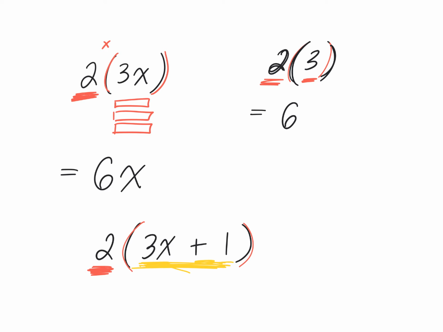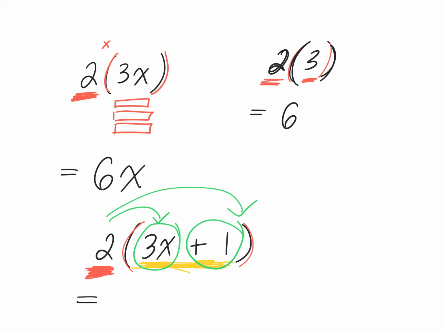Okay, so we cannot solve what is inside this bracket, but I have to take this 2 and multiply it by everything inside the bracket, right? This means 2 times, what's the first part of the bracket? 3x. And it means 2 times, what's the other part of the bracket? A 1, right? Does everyone understand what I'm doing here?